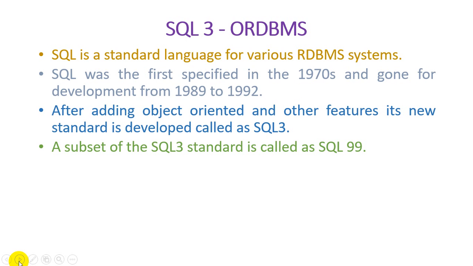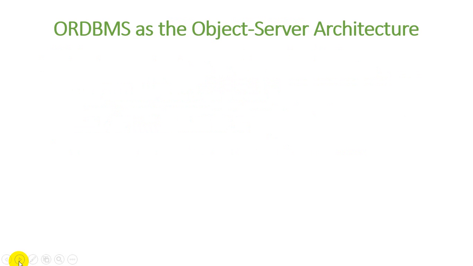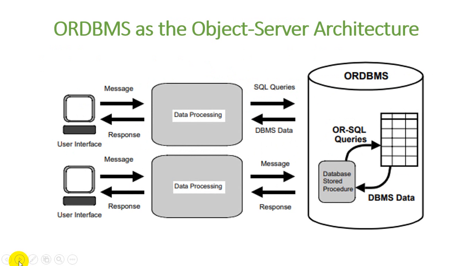Now let's see how SQL3 works. It is known as an object based relational data management system, with the object server architecture known as SQL3. Object oriented means there are different servers and different computers connected to a single platform. It is known as ORDBMS because there are different servers, different users, and different relations which are connected with a single request.